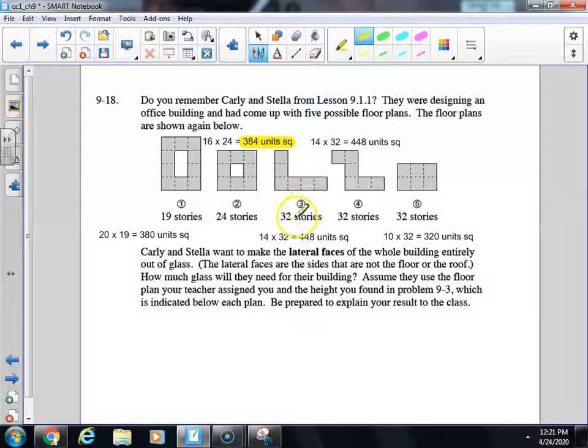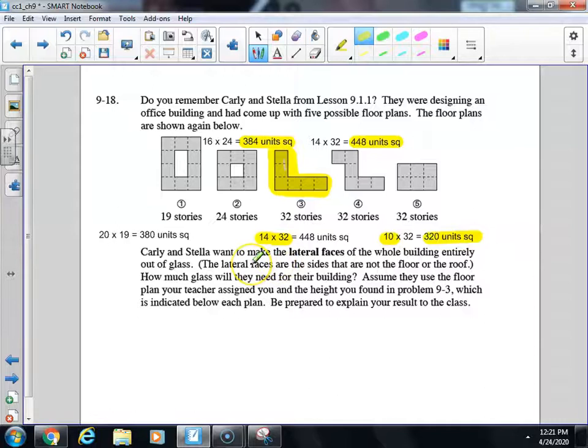For number 3, the 32 stories, we're multiplying 14 by 32 because, again, if you find the number of panes that it would take to do the outside of the building, you have 1, 2, 3, 4, 5, 6, 7, 8, 9, 10, 11, 12, 13, and 14. Question 4 would be 448 square units, and 5 would be 320 units squared. So again, make sure you take the time to understand how we got those answers, what we were multiplying the number of stories by, and if you have questions, please let us know.